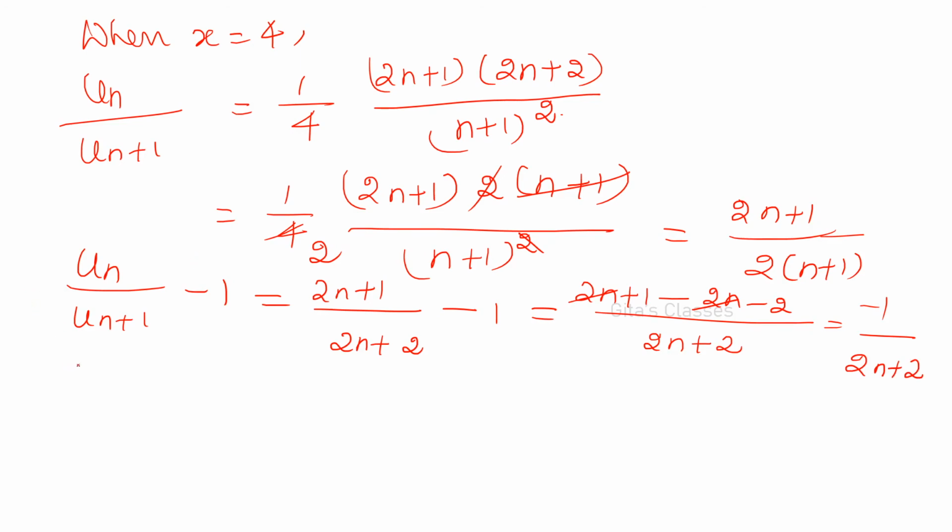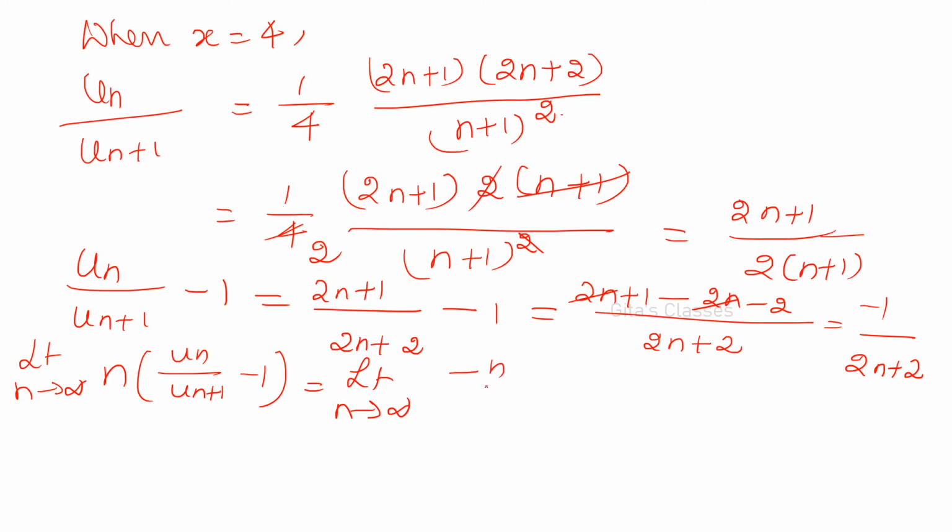I want to multiply n also. So limit n tends to infinity, n into un by un plus 1 minus 1 is equal to limit n tends to infinity, write this, n into, so minus n divided by, I can take n outside from this. So 2 plus 2 by n, right? So n and n will get cancelled. You will be getting minus, when n tends to infinity, this term will become 0, right? Only 2 will be there. So minus 1 by 2. Minus 1 by 2 is less than 1. Therefore, obviously, this is less than 1.